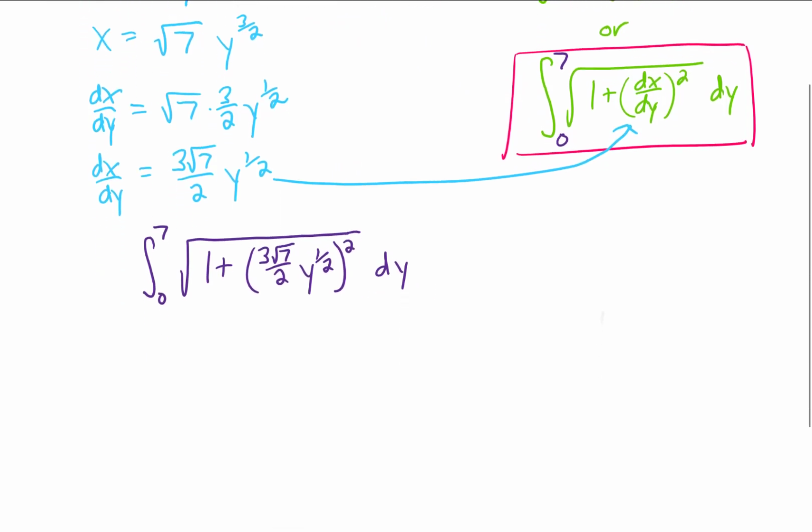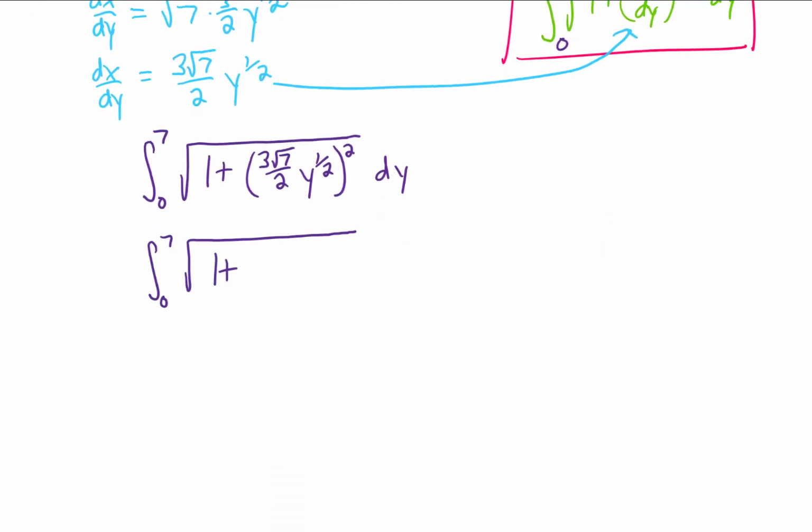Let's see if we can simplify and integrate that. Squaring 3 gives us 9. Squaring the square root of 7 just gives us 7. And squaring 2 gives us 4. Squaring y to the 1/2 power just gives us a y, which is great because that's going to make this a little bit easier to integrate. We can multiply 9 times 7.